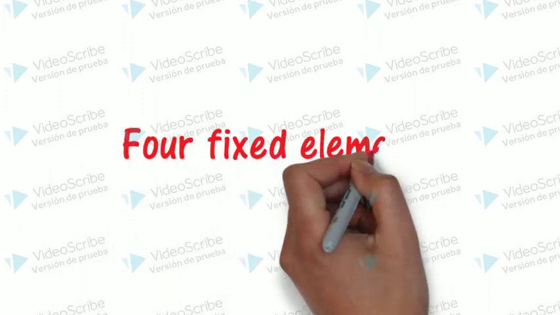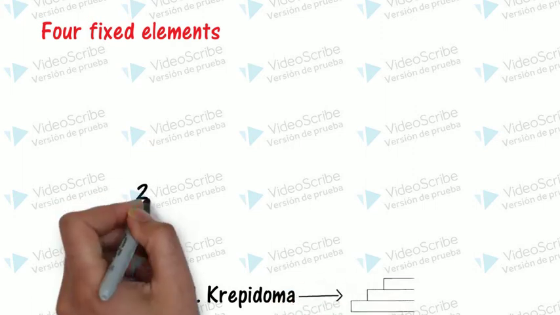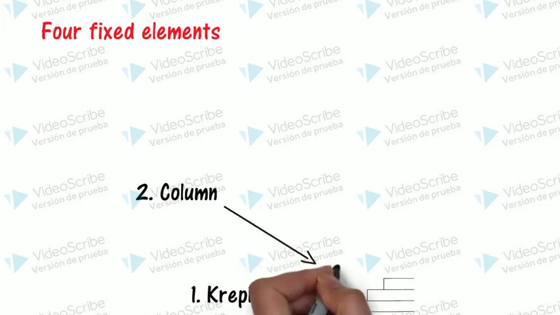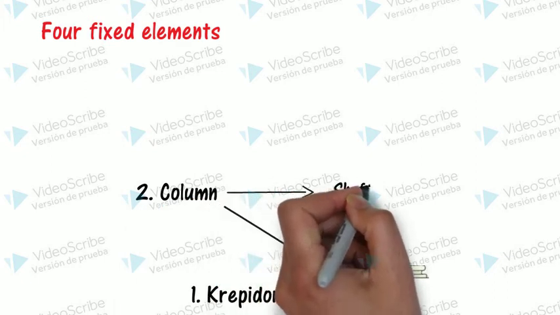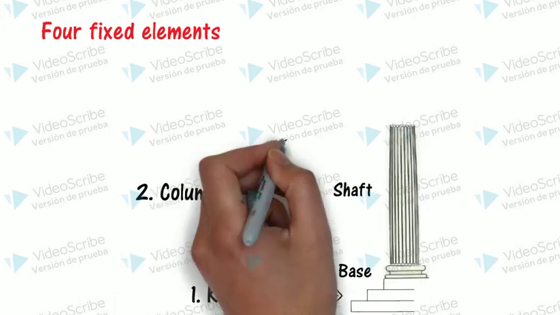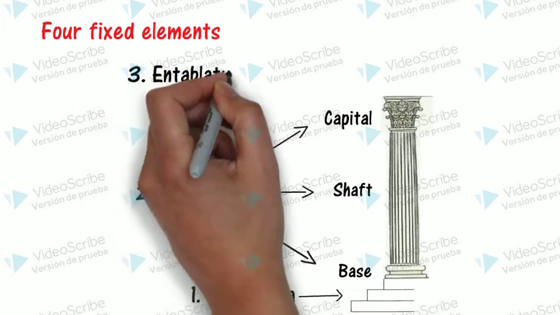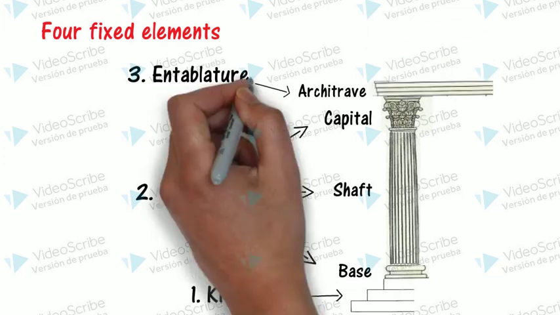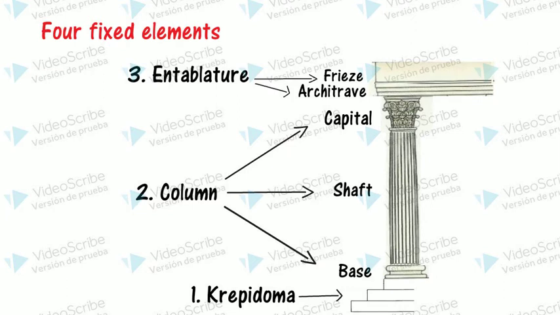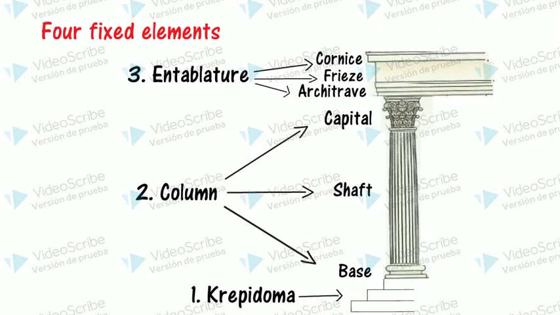This system is structured from the superposition of four fixed elements: crepidoma, on which the vertical supports rest; column, that is divided into base, shaft, and capital, which supports the horizontal stone, called the entablature, composed in turn of three parts: architrave, frieze, and cornice, that joins the supports together and collects the weight of the cover.